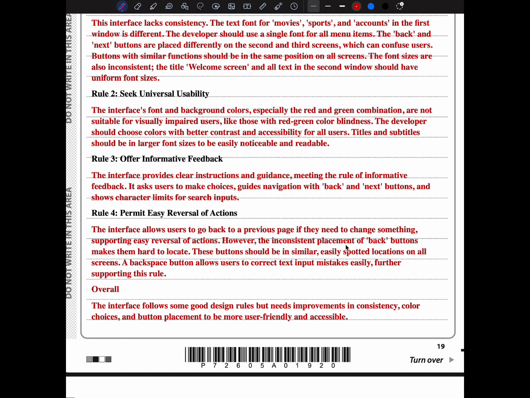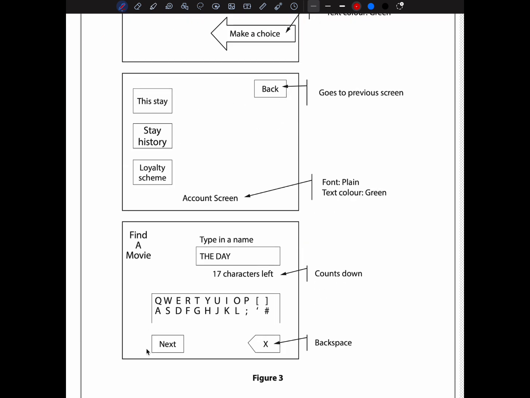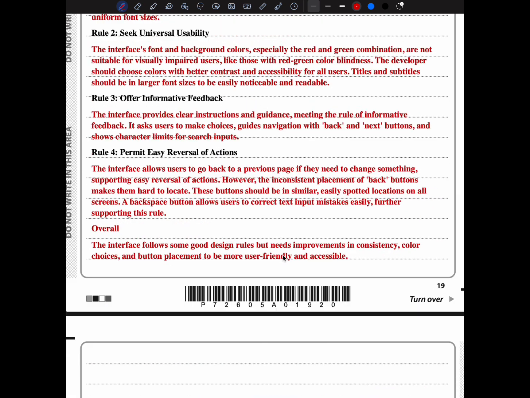However, the inconsistent placement of back buttons makes them hard to locate. This button should be in a similar, easily spotted location on all screens, like they provided the back button, one is here, the other one is here, right? If they put the back button in similar places for both screens, then what happens? Users don't need to search for where the back button is on this particular screen, because they already know the back button should be here, but here they placed it there. So this is one of the mistakes, or you can say one of the errors. This button should be in similar, easily spotted locations on all screens.